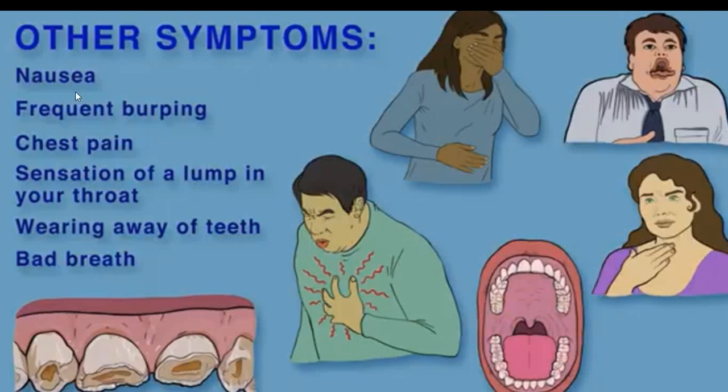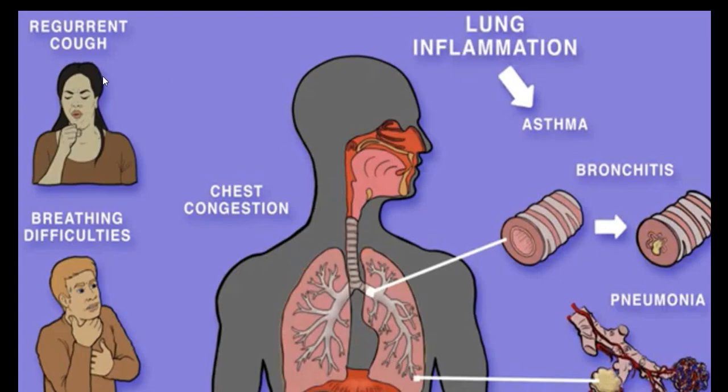Some of the other symptoms like nausea, chest pain, sensation of lump in your throat, wearing of the teeth, bad breath, etc. These are all extraesophageal symptoms. Recurrent cough, breathing difficulty, chest congestion, lung inflammation, the person will also have wheezing. These are all what we call extraesophageal manifestations. And secondary to aspiration, the person can develop even pneumonia.